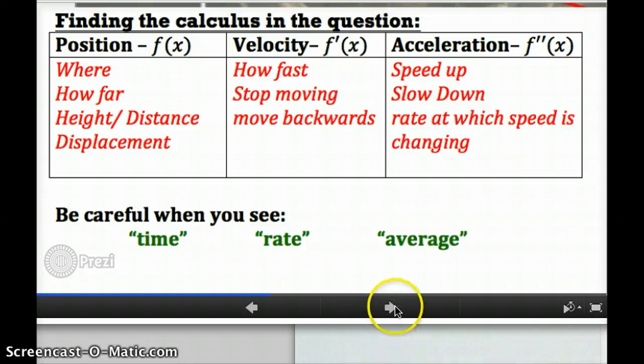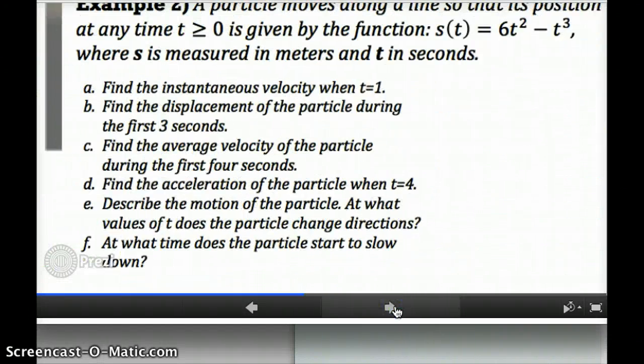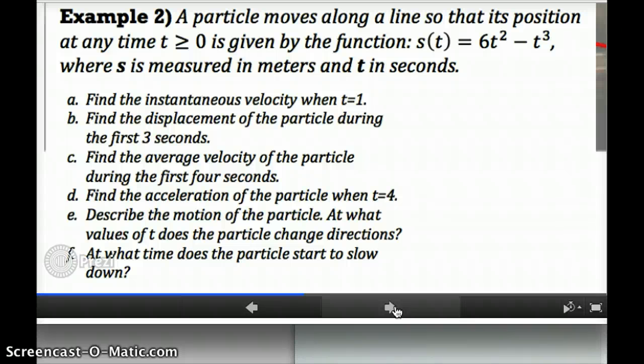Great, so the last step is to actually put these tools to work in an actual problem. Oftentimes when we talk about motion and velocity and acceleration, the calculus exam or textbook will talk about particles, and that's just imagine something small that's moving, and they're really just trying to get you to think about the situation.